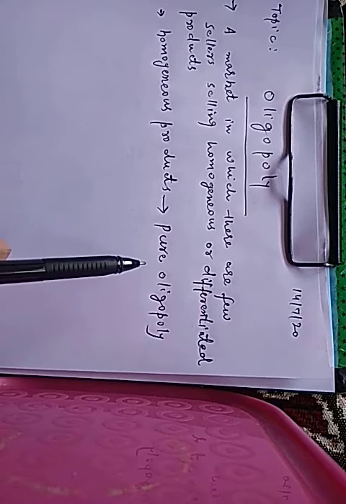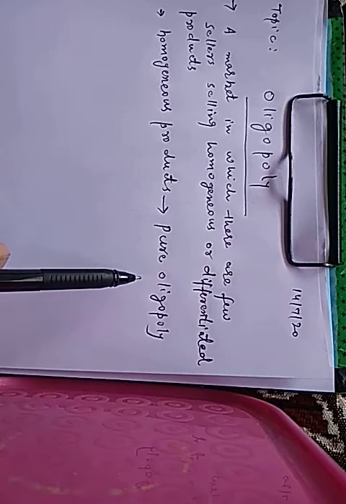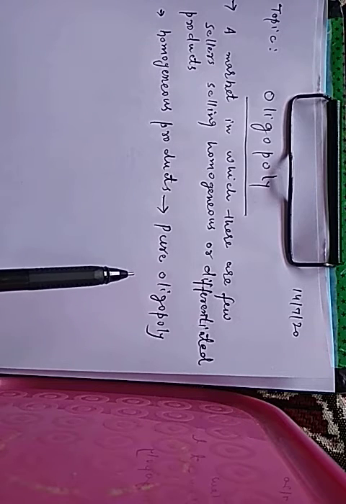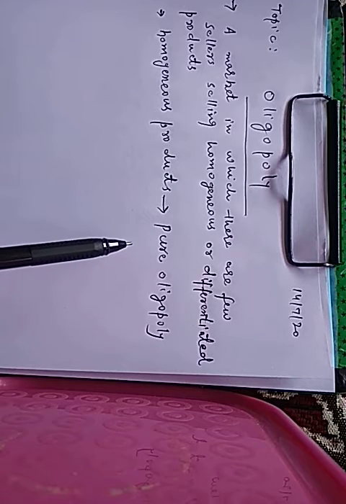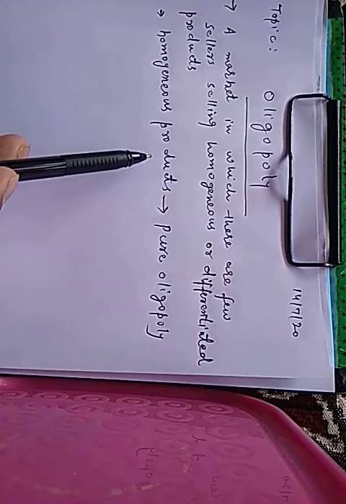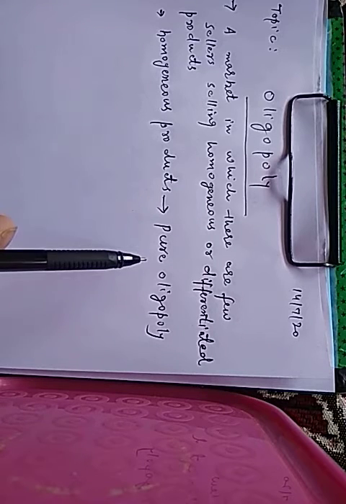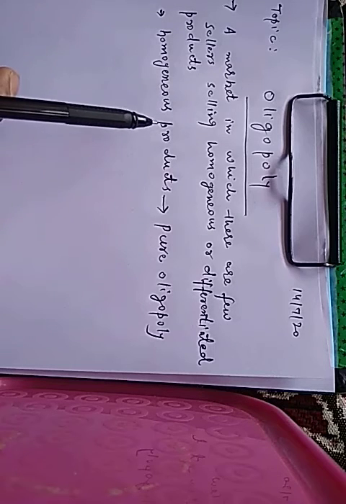Therefore, if you are asked what is pure oligopoly, you will say that it is an oligopoly market in which few sellers are selling homogeneous products, homogeneous goods. Or you can also write it is a market where few sellers are selling homogeneous products.